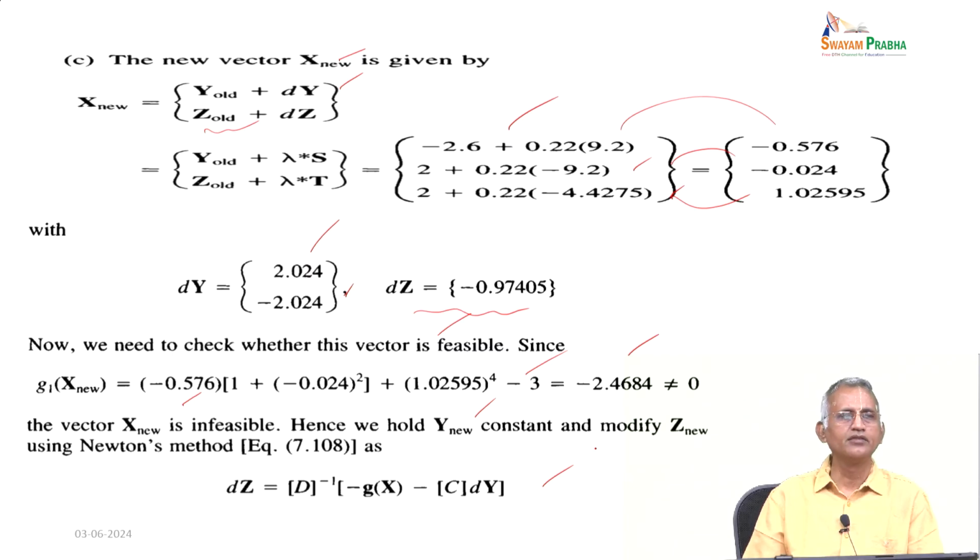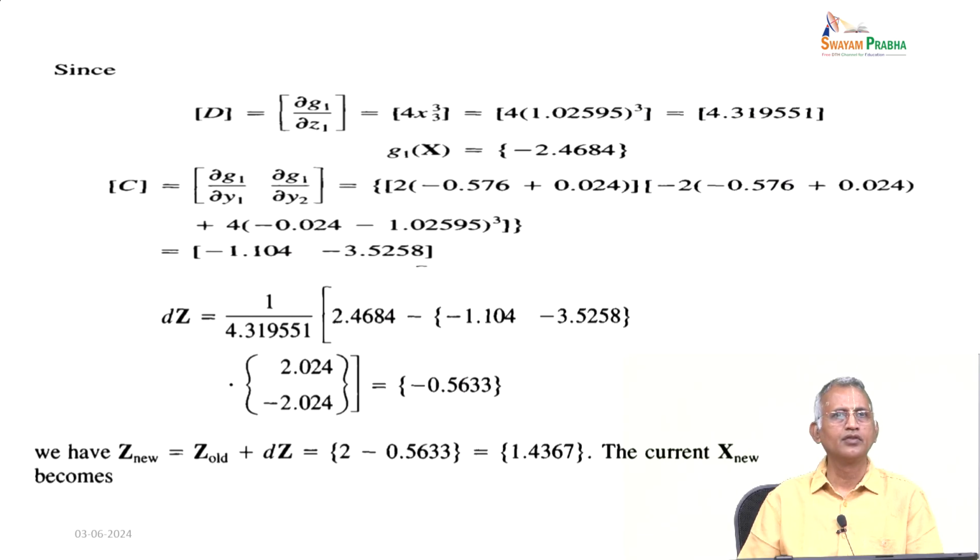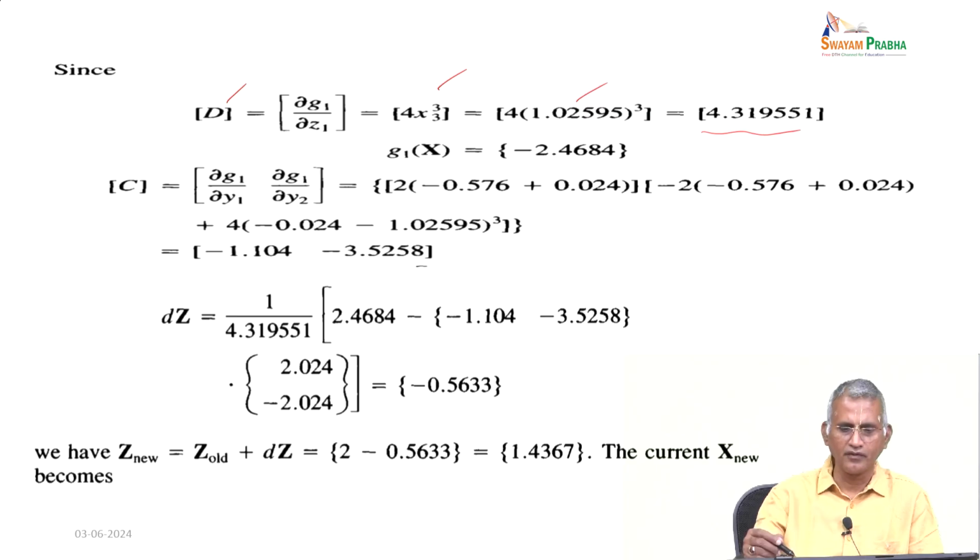We have dz equal to D inverse of minus g(x) minus C into dy. So, D is nothing but dou g1 by dou z1. Partially with respect to z1, g1 is 4x3 cube, and the x3 value substituted: 4 into 1.02595 the whole cube. After simplification and multiplying with 4, 4.31955 will come. So that is the corresponding value of g1 of x.